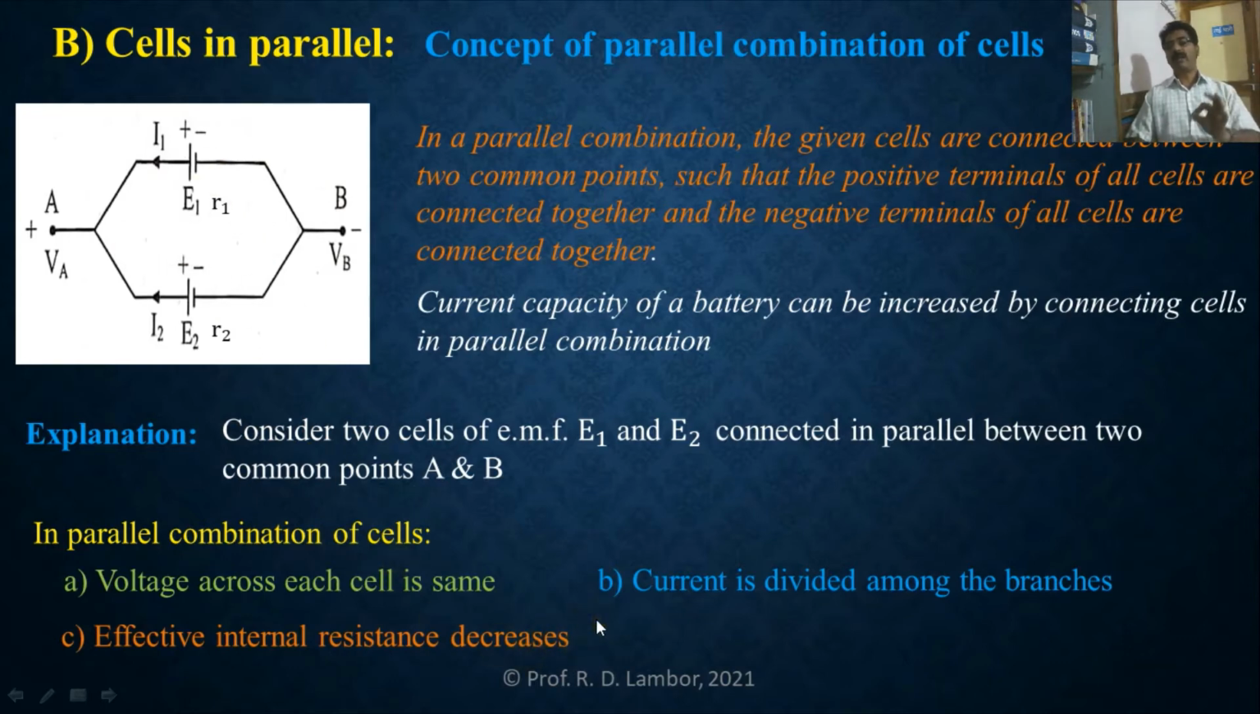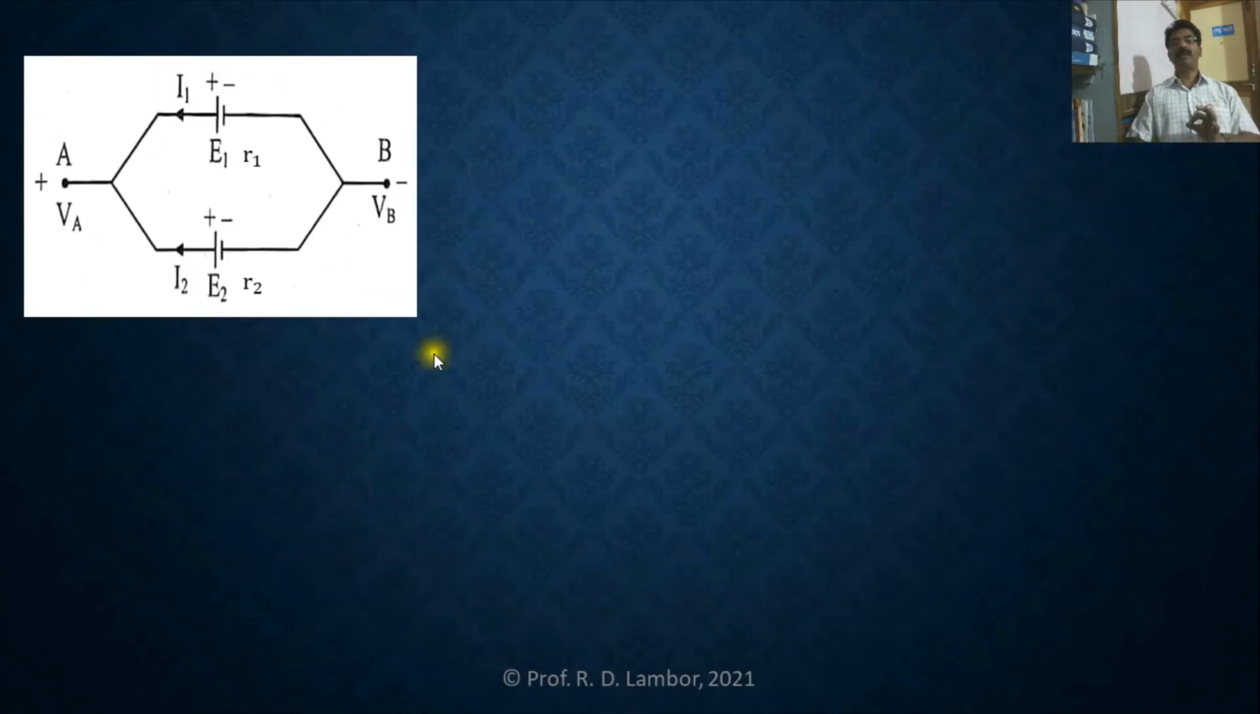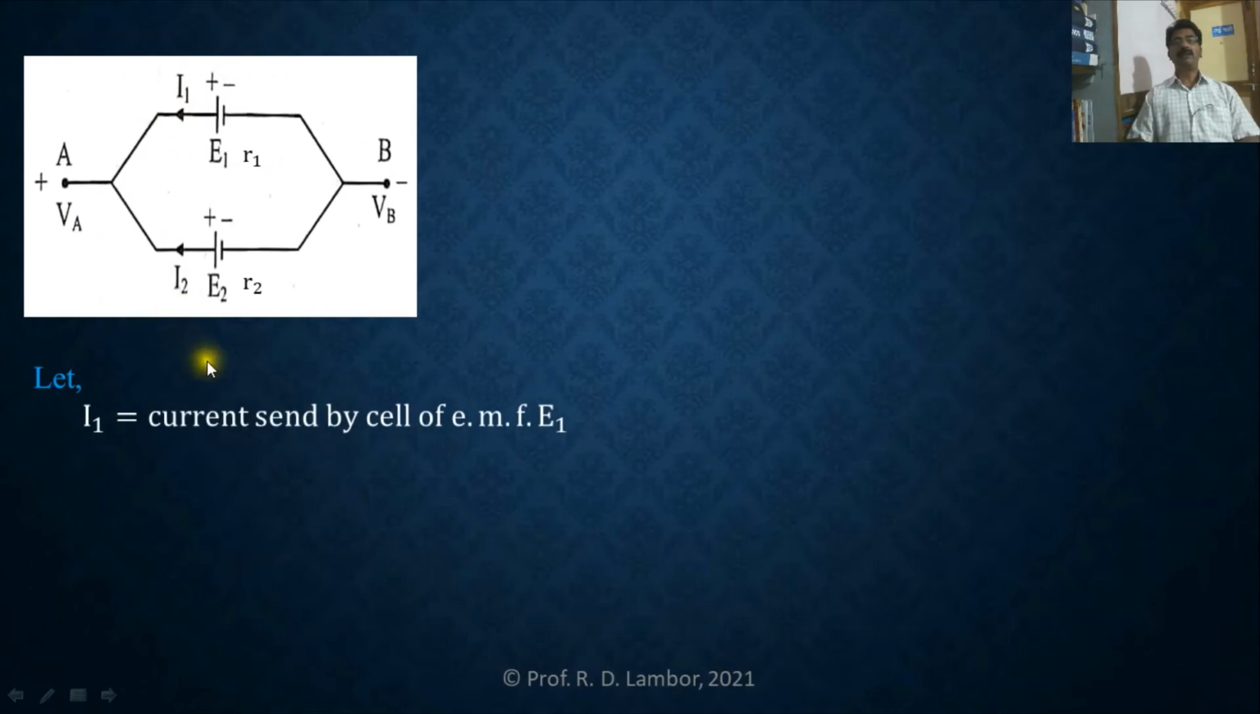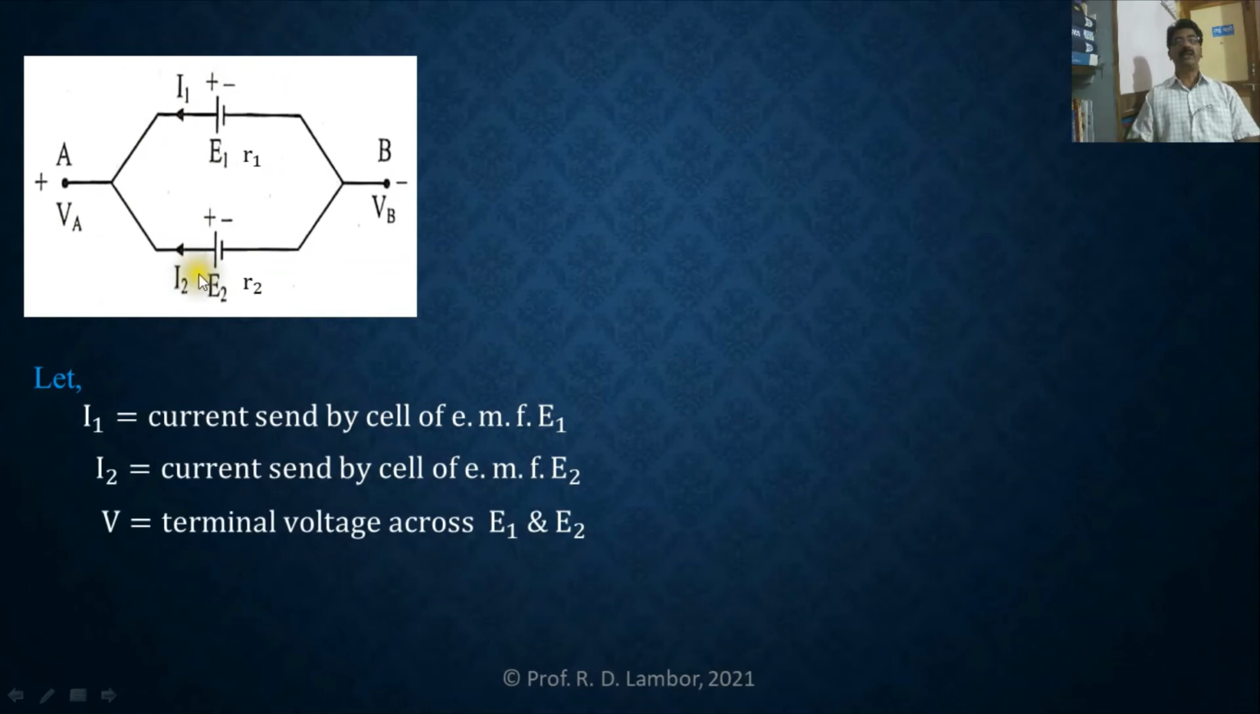Now let us learn a few mathematical steps related to parallel combination of cells. Here in this diagram, what is I1? I1 is the current sent by the cell of EMF E1. I2 is the current sent by the cell of EMF E2. And V will be the terminal voltage across cells E1 and E2.